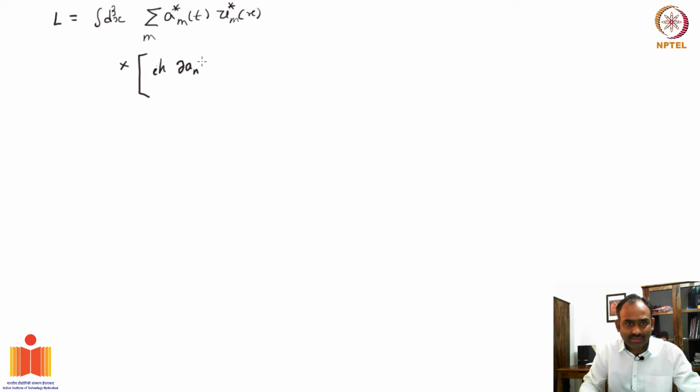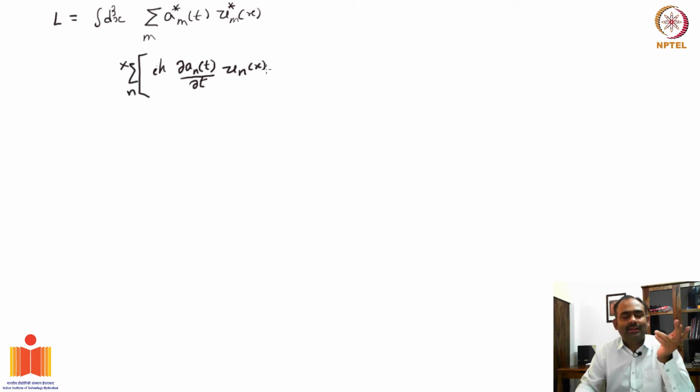I will use a different index n. I will not use m. Del a n t over del t, and you have u n of x. Okay, that is correct. And I should sum over n. Okay, that is i h bar del psi over del t. Then I have minus h bar square over 2m.